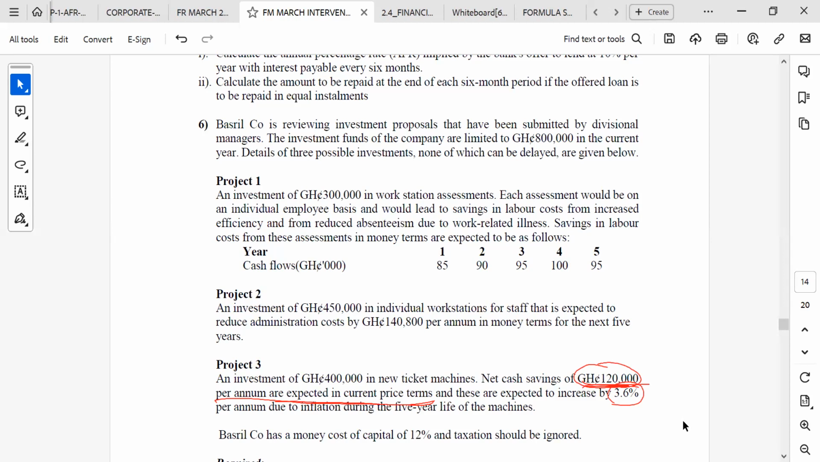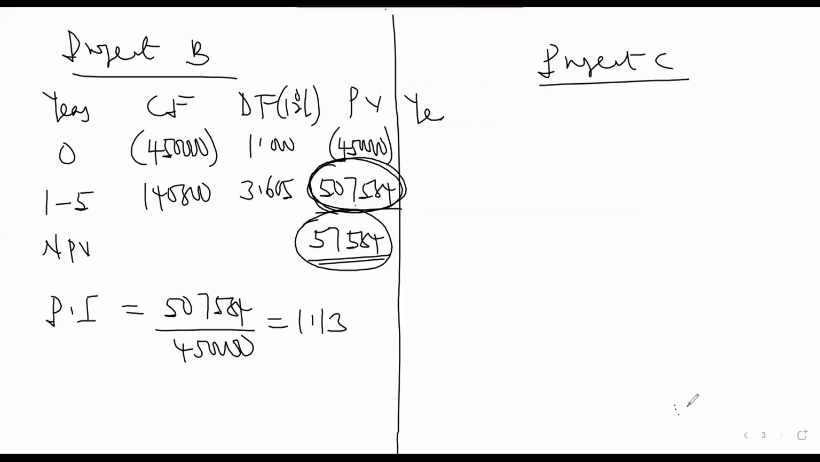So let's do that, and we have the years over here. We have the cash flow, we have the discount factor, then we have the PV. The discount factor will still be the 12%. Then we have year 0. Year 0, I'm sure it's 400,000, isn't it?